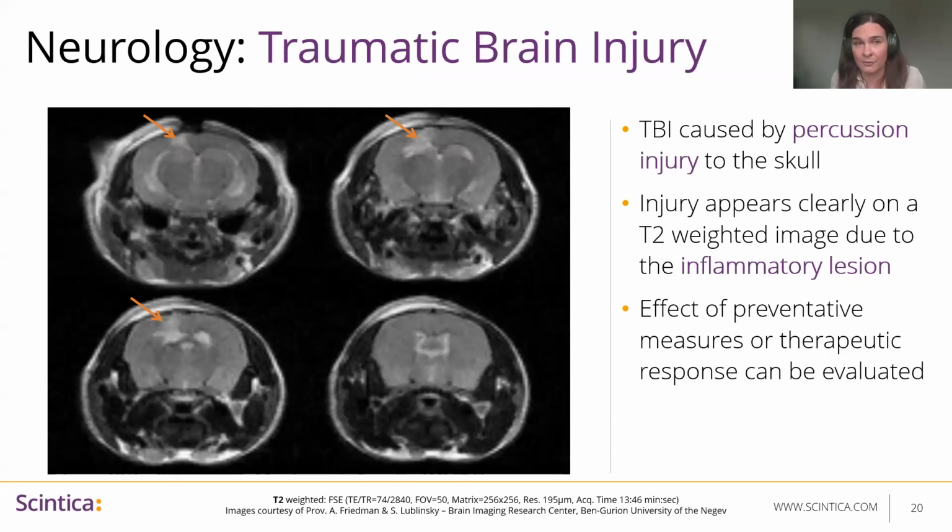So another example from neuroimaging are studies in traumatic brain injury. So this particular example is using a percussion injury to the skull. So we're able to visualize that inflammatory lesion, particularly very early on after traumatic brain injury or stroke. We have accumulation of edema. We're able to visualize that over time, really to understand the progression of your model or also the therapeutic effects introduced by the researcher. And so we're able to visualize this edema.